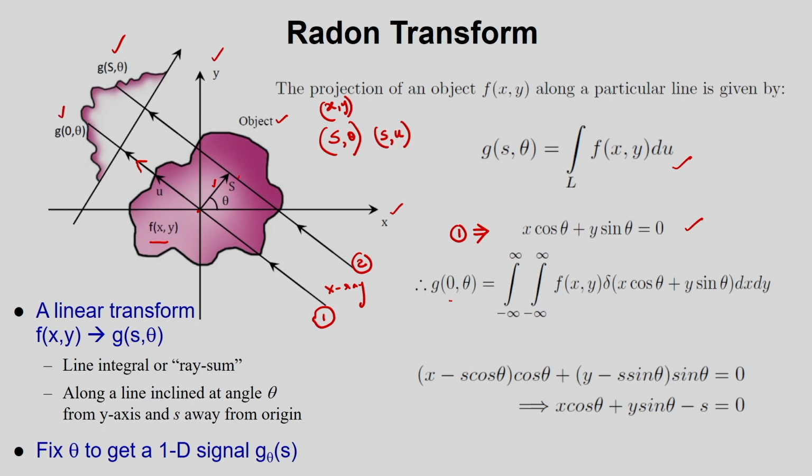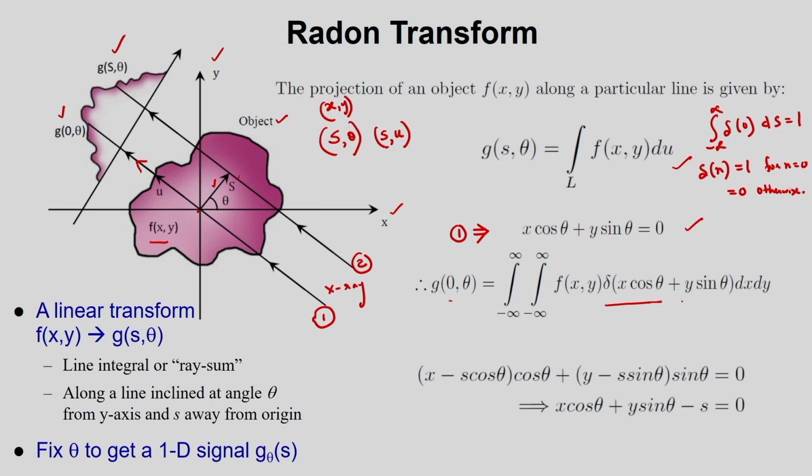The g 0 theta is the double integration from minus infinity to plus infinity of f(x,y), the object, times the delta function of x cos theta plus y sin theta, dx dy. Why am I considering the delta function? It is the Dirac delta function. You know the property of the Dirac delta function: its integral ds is equal to 1. That means delta n is equal to 1 for n equal to 0, and 0 otherwise. This is the Dirac delta function.